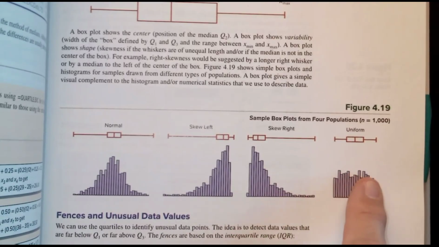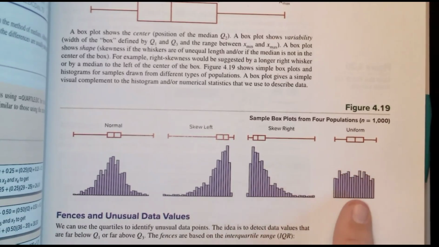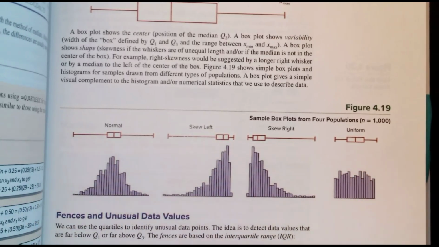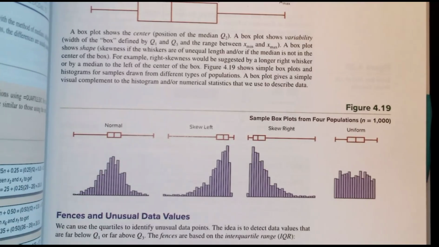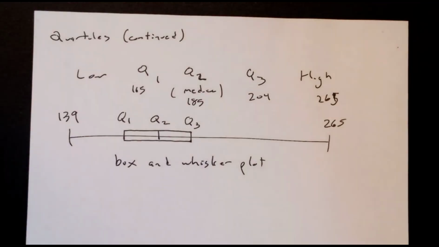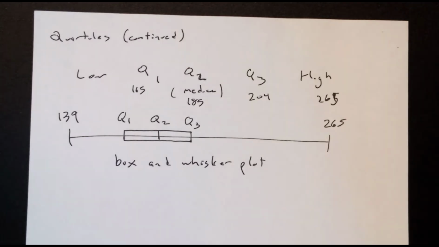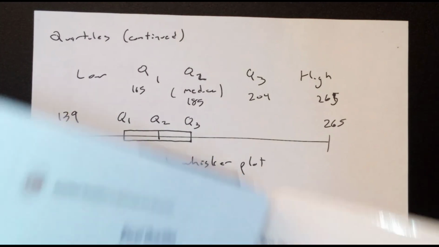Almost uniform. Almost straight across. And the corresponding box and whisker plots that go with them. You can do box and whisker plots in Excel. How would you tell the difference between uniform and that normal idea? Okay, let's take a closer look at those two.